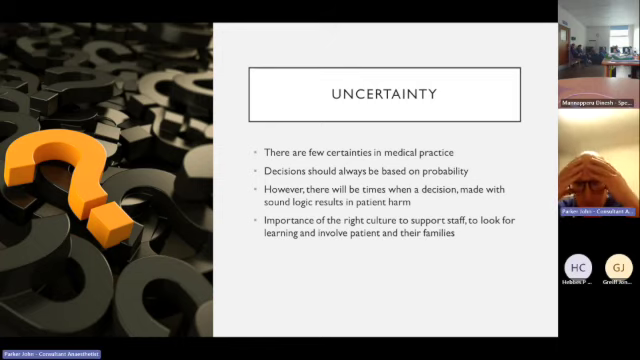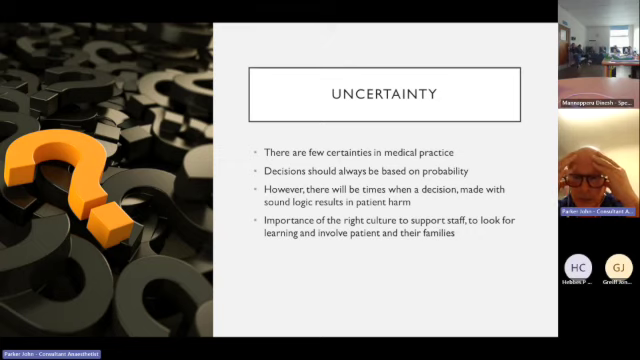There are few certainties in medical practice, or probably none, but the one that is close to certain is when we carry out two sets of properly conducted brainstem function tests to diagnose death. That's probably as close to a certainty as we can get, and even that's probably 99.99 recurring. Otherwise, decisions are going to be made on the basis of probability, and no matter how good and balanced a decision we make, sometimes these will be wrong, even when we're using sound logic, and there can still be patient harm.